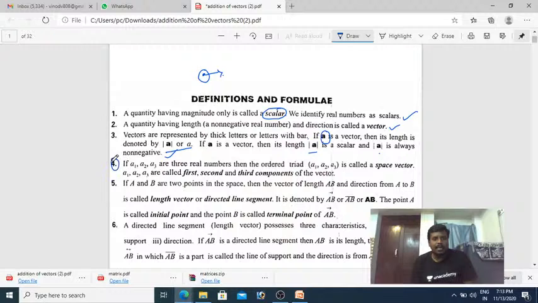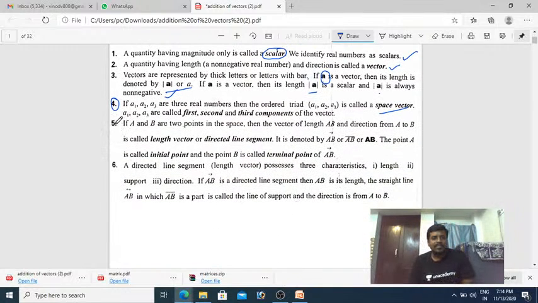The fourth point: if a1, a2, a3 are three real numbers, then the ordered triad (a1, a2, a3) is called a space vector. This means we have the x-axis, y-axis and z-axis, and in space we have one vector, that is a space vector (a1, a2, a3). We read a1 as the first, a2 as the second, and a3 as the third component.